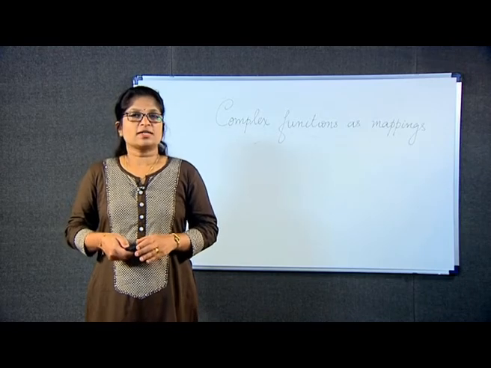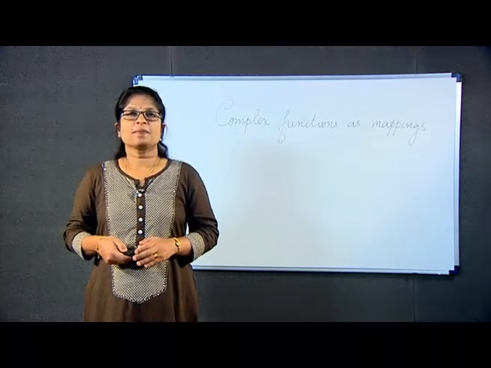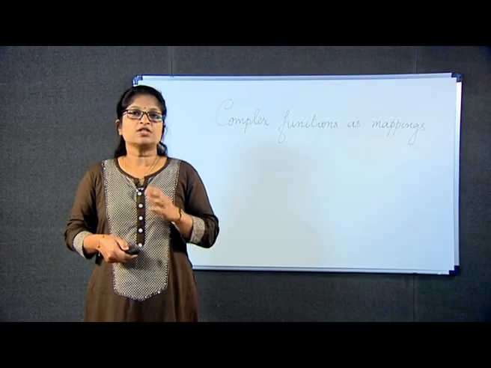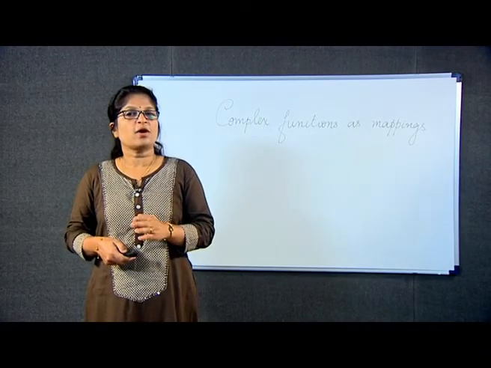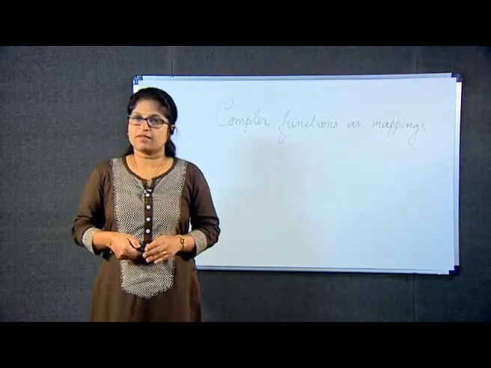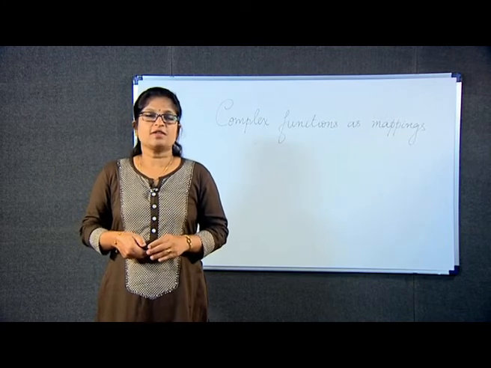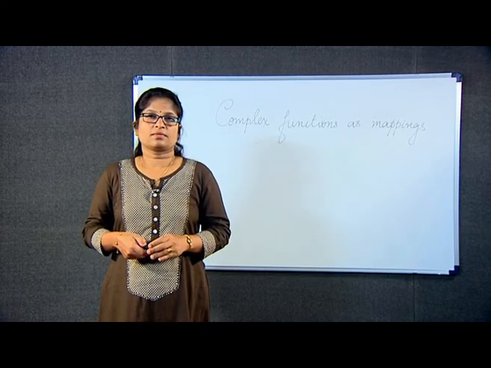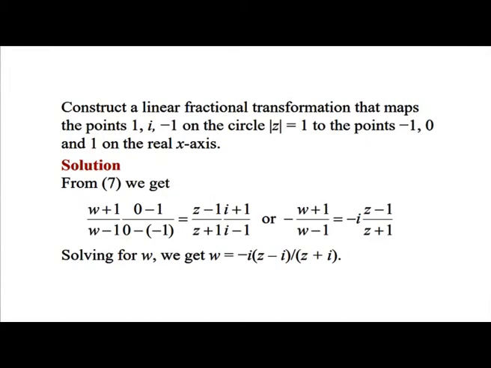So, if I have to construct a linear fractional transformation and I know a triple in the Z plane and the corresponding images in the W plane, I can use this cross ratio preservation property to find the linear fractional transformation. So, let us see an example. Construct a linear fractional transformation that maps the points 1, i, -1 on the circle mod Z equal to 1 to the points -1, 0 and 1 on the real axis.